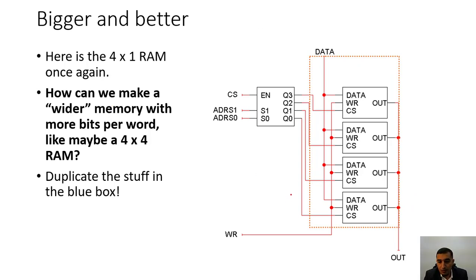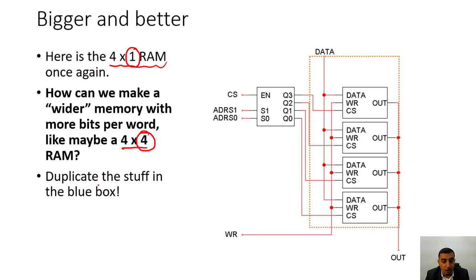Now, this is a 4x1 RAM. Nobody wants to connect a 4x1 RAM. Let's say that we want to connect a 4x4 RAM. 4x4 RAM is a car, by the way. Anyway, we want to connect a 4x4 RAM. What does 4x4 mean? Instead of holding one bit, I want to hold 4 bits together. So how will I do that?